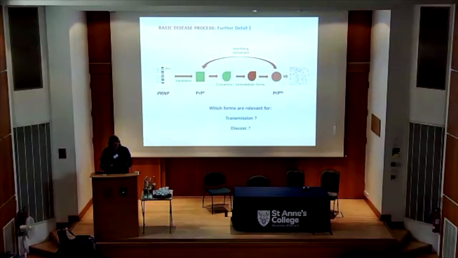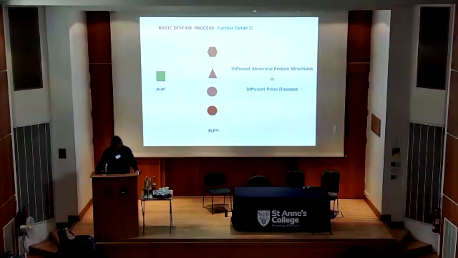However, there's some further detail which I need to add. First of all, the gap between the normal prion protein and this stuff that's deposited in the tissues is filled by intermediate forms. And there's a big question mark over which forms are relevant for transmission, the infection, when it occurs, and which forms are relevant for the disease process. It's not entirely clear as far as I know. And secondly, in different prion diseases, you get different abnormal protein structures. So people talk about PrPSc, but this abnormal disease form will be a slightly different shape in different diseases.